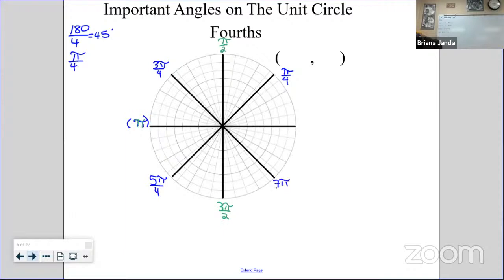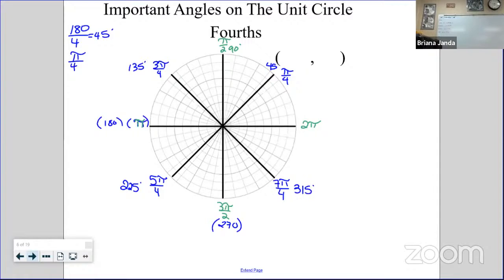Seven pi over 4, and then 8 pi over 4 is 2 pi. And what happens is those are, well, I guess I didn't do degrees yet, did I? 45 degrees, 90 would be up here. It's on your axis. Add another would be 135, 180, 225, 270, and 315 degrees.